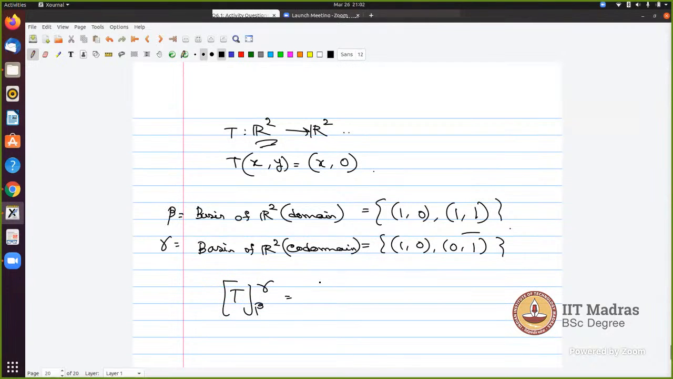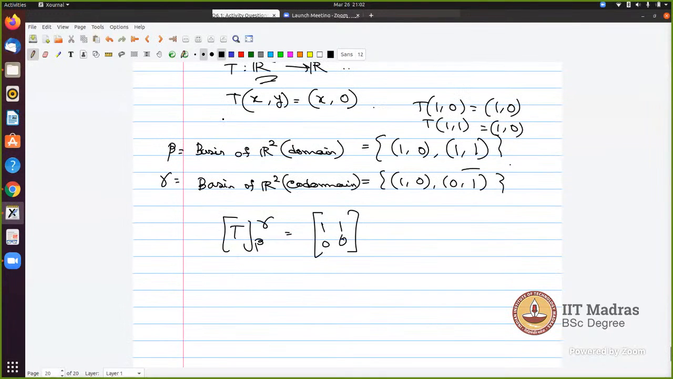I think 1, 1. So T of 1, 0 is 1, 0, and T of 1, 1 is also 1, 0. So it is 1, 1, 0, 0. Yes.